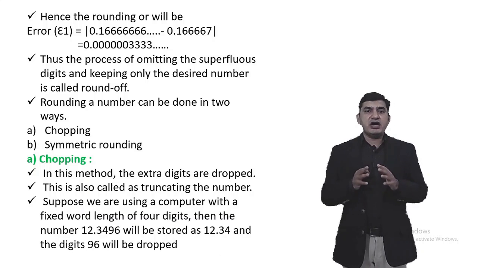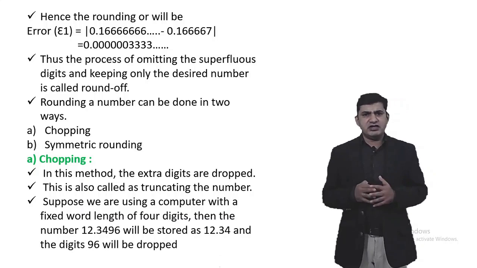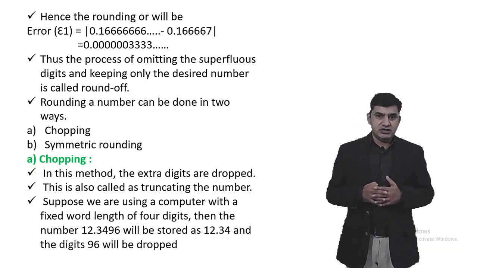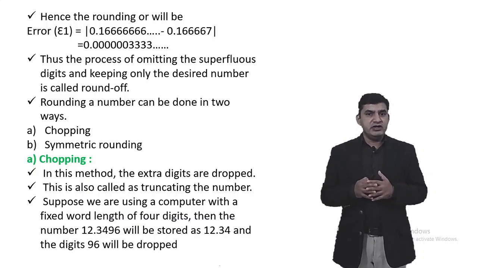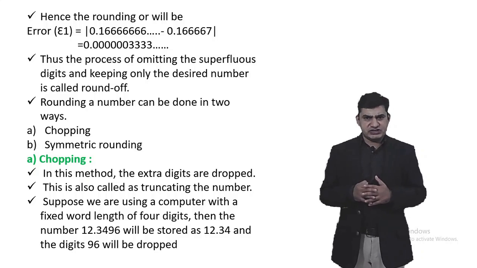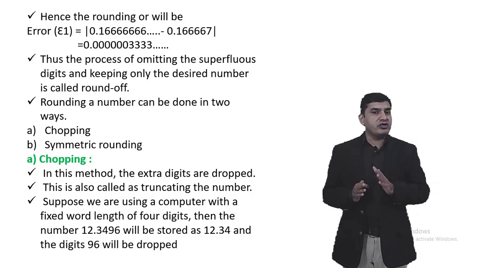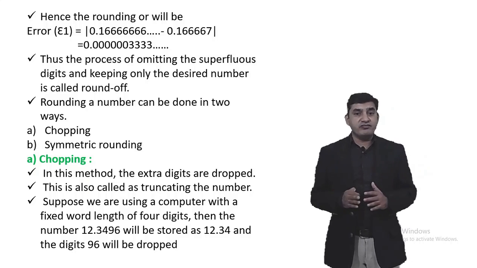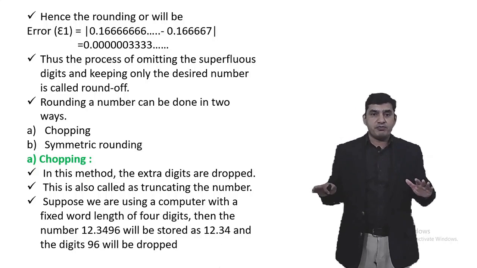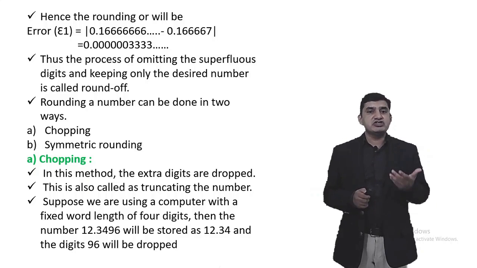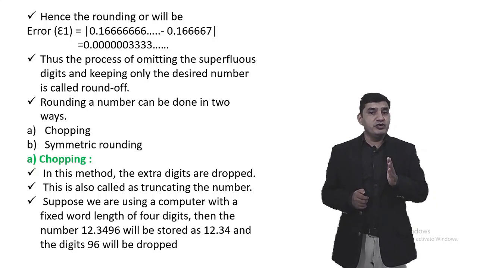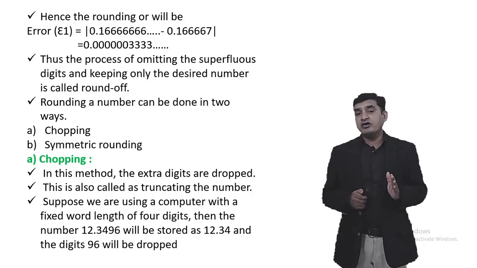Suppose we are using a computer with a fixed word length of 4 digits, then the number 12.3496 will be stored only as 12.34, and the digits 96 will be dropped or chopped. So this is chopping for a computer with a fixed word length of 4 digits.